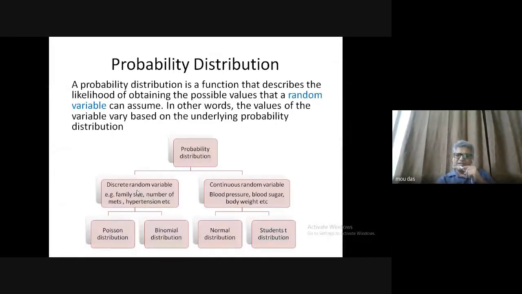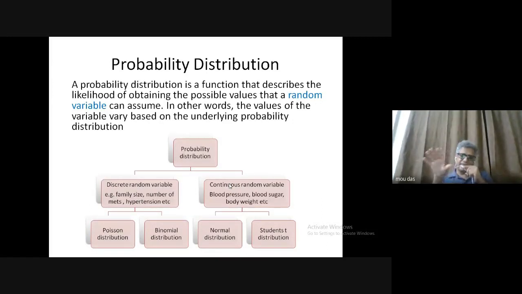Now, of all the probability distributions we talk about, there is something called the normal distribution, which is generally followed by biological variables, and which is specific for a continuous random variable. That is a variable like blood pressure, which follows an interval scale, blood sugar, body weight, etc. For a smaller sample of a continuous random variable, it also follows another distribution which is close to the normal distribution, but not a normal distribution, which is described as Student's t distribution.